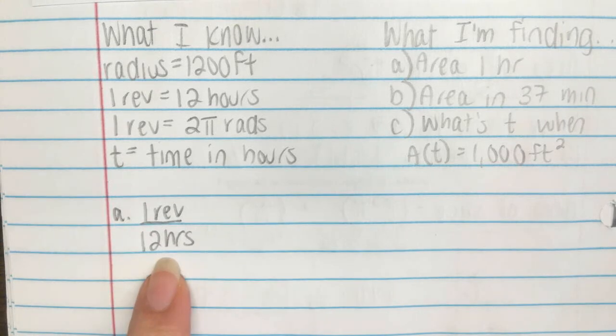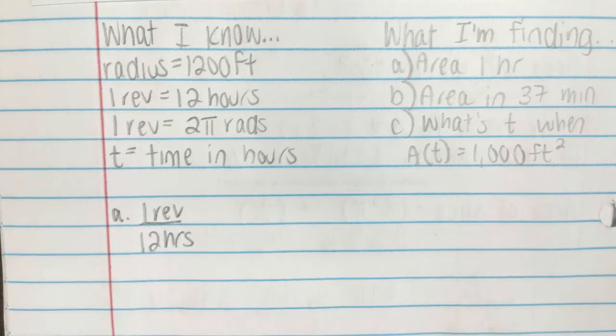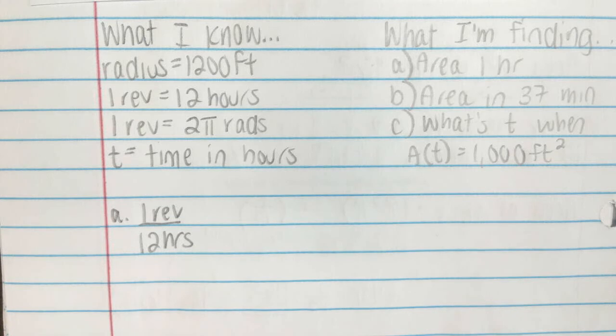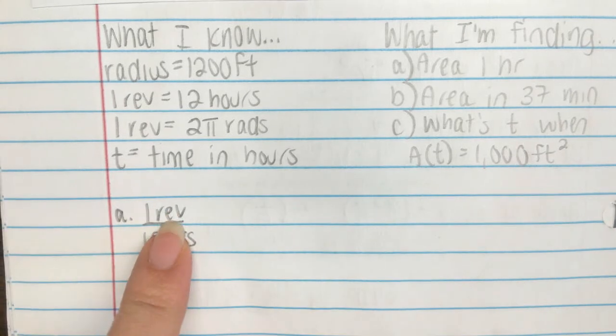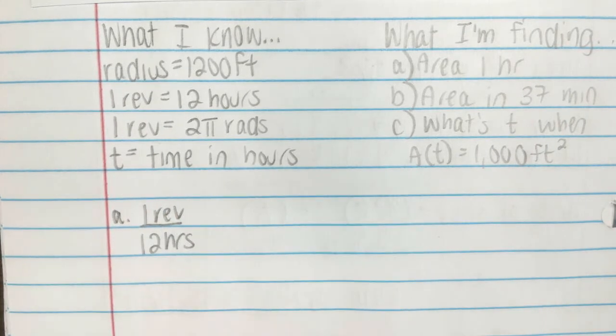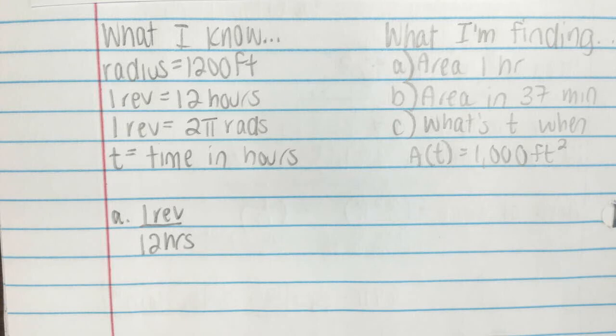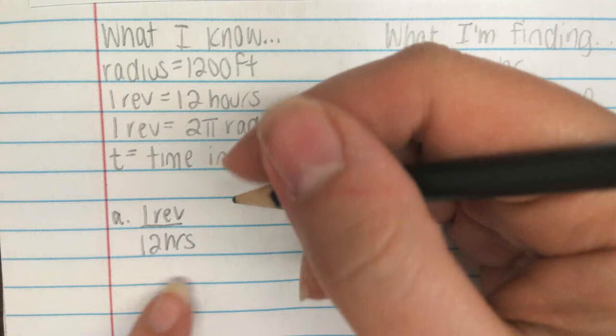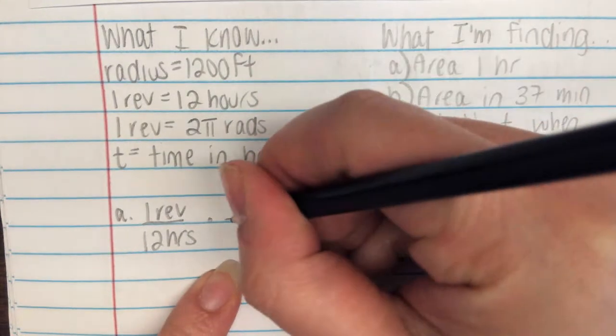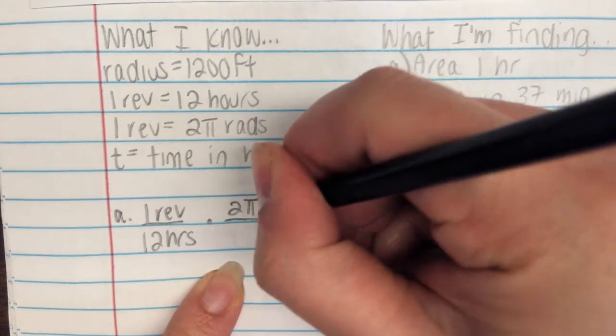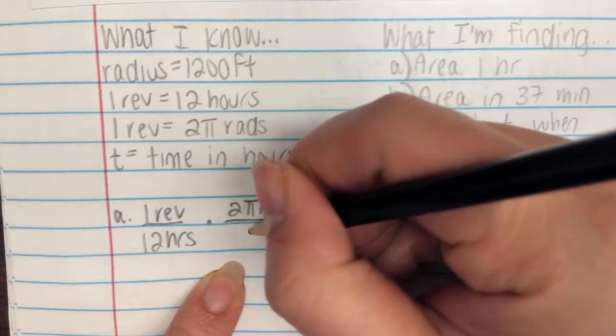And I know the game plan is to, at some point, figure out an area, right? So what I'm going to do first is get rid of revolutions, because a revolution is like a rotation, that's great and all, but that's not giving me a unit of measure, right? That's just telling me how many times it turns, right? And I need to really get rid of that. So I'm going to multiply this by 2 pi radians over 1 revolution.